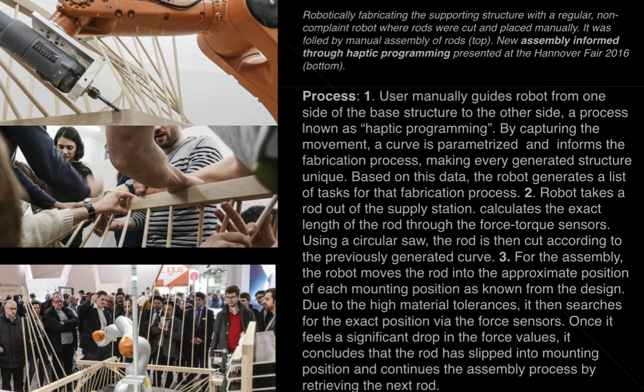Robots have been used, industrial robots, in practice, in fabrication, particularly in making things, occasionally in assembly, but not very often. It's recent here that the assembly is informed through haptic programming. The project was presented at Hanover Fair 2016. The center picture shows assembly of this space object, a wooden trellis by hand, and then the bottom clip shows assembly with the help of the new KUKA robot.